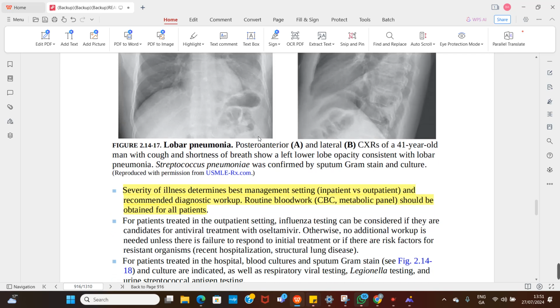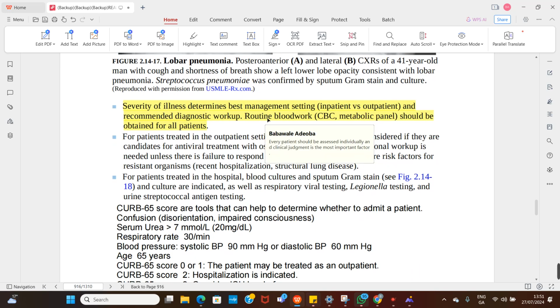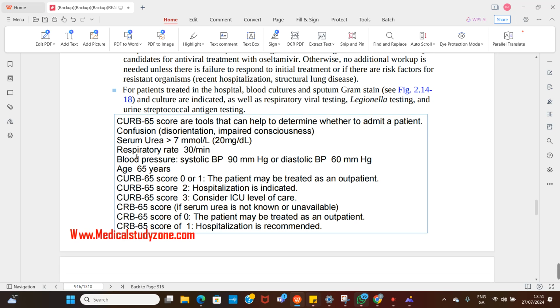So how do you want to manage them? You have to look at the setting. Is it a hospital setting or a community setting? Most of the time it's going to be a community setting. The next thing you want to do is to calculate your CURB-65 score, right?